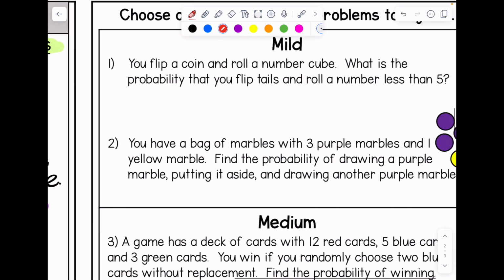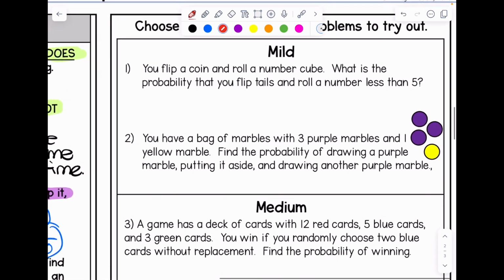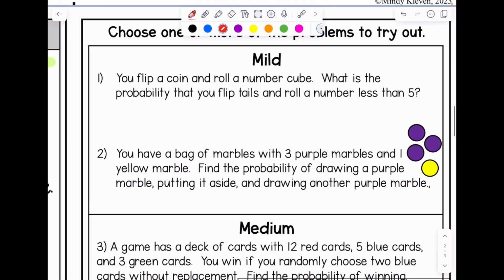All right, we're going to look at a couple of other examples, and we'll talk about how to classify these as either independent or dependent events as well. So number 1, you flip a coin and roll a number cube. What's the probability that you flip tails and roll a number less than 5? So first of all, if I just wanted to know if this was independent or dependent, we're going to look at what's happening here. So I'm flipping a coin and I'm rolling a number cube. My coin flip is not going to affect what that number cube is going to roll, and so these are independent events.